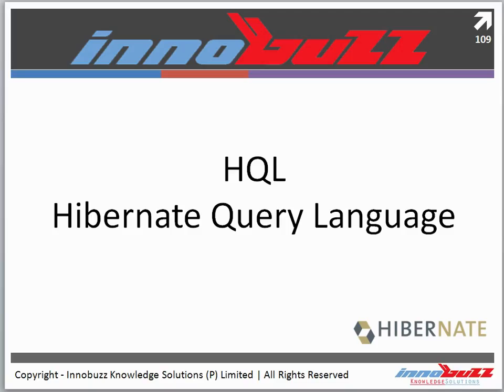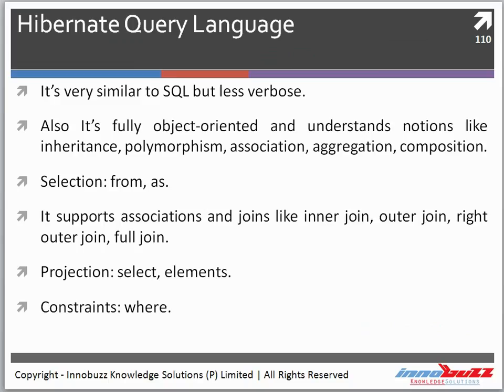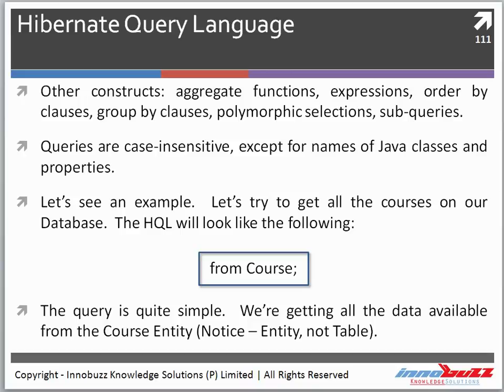HQL, or Hibernate Query Language. Hibernate uses a powerful query language, HQL, that is similar in appearance to SQL. Compared with SQL, however, HQL is fully object-oriented and understands notions like inheritance, polymorphism, and association. HQL has several aggregate functions like sum, average, and more. Also, you can use expressions like group by, order by, and subqueries. With the exception of names of Java classes or properties, queries are case insensitive.